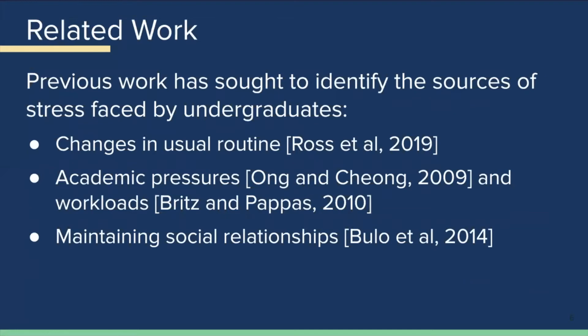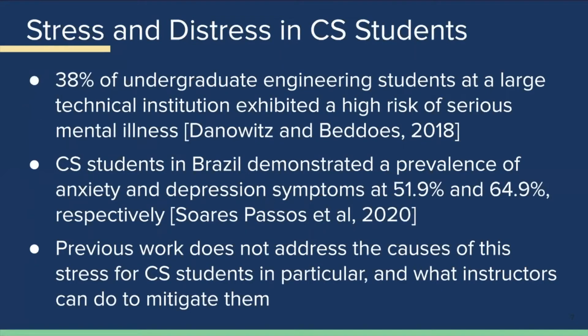Previous work has sought to identify the sources of stress faced by undergraduates, including changes in usual routine, academic pressure and workloads, and maintaining social relationships. 38% of undergraduate engineering students at a large technical institution exhibited a high risk of serious mental illness. Computer science students in Brazil demonstrated a prevalence of anxiety and depression symptoms at 51.9% and 64.9% respectively. Previous work does not address the causes of this stress for computer science students in particular, and what instructors can do to mitigate them.